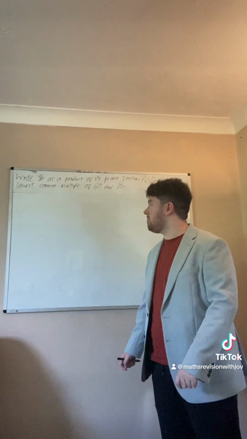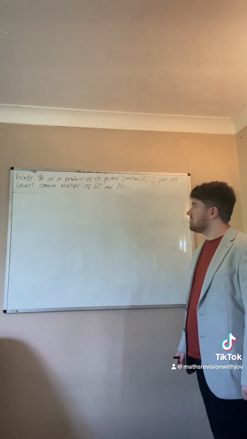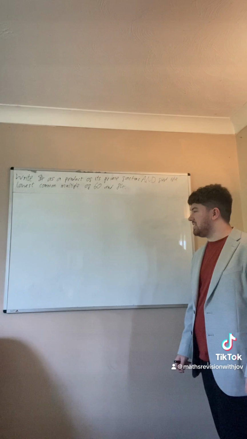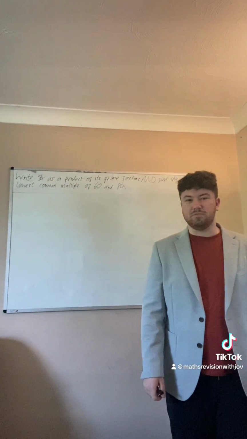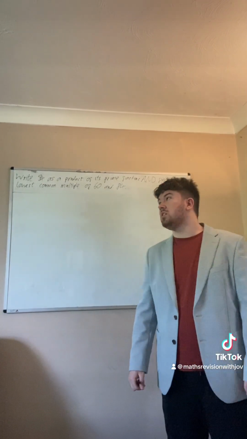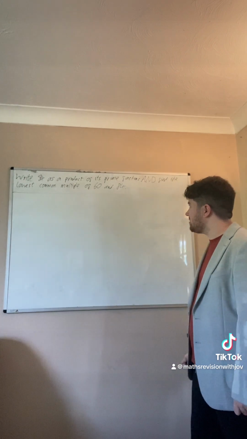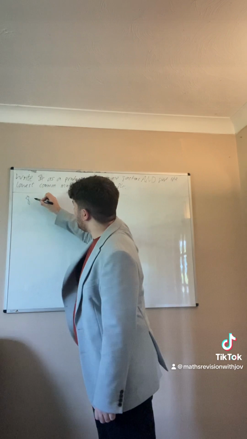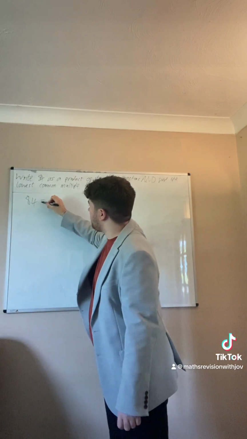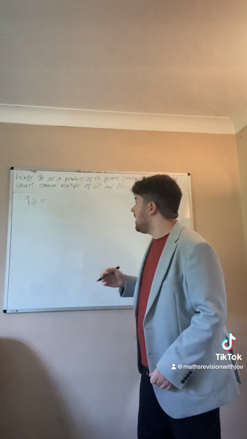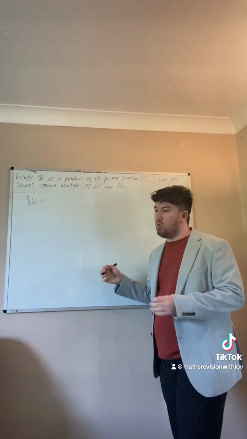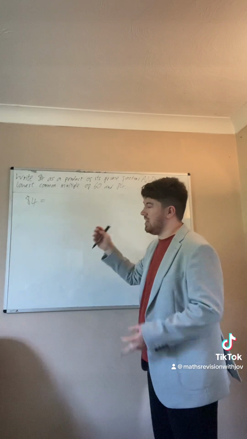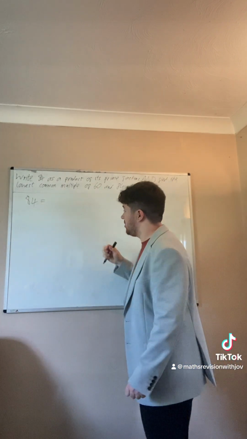Today we'll be solving the problem: write 84 as a product of its prime factors and find the lowest common multiple of 60 and 84. The first part of this question is quite simple. It wants us to write 84 as a product of its prime factors. We can do that simply by writing 84 as a product of two numbers, and then every time we get a prime number we can circle it, ignore it for now, and look at the remaining number and do the same process with that, as I will show you now.